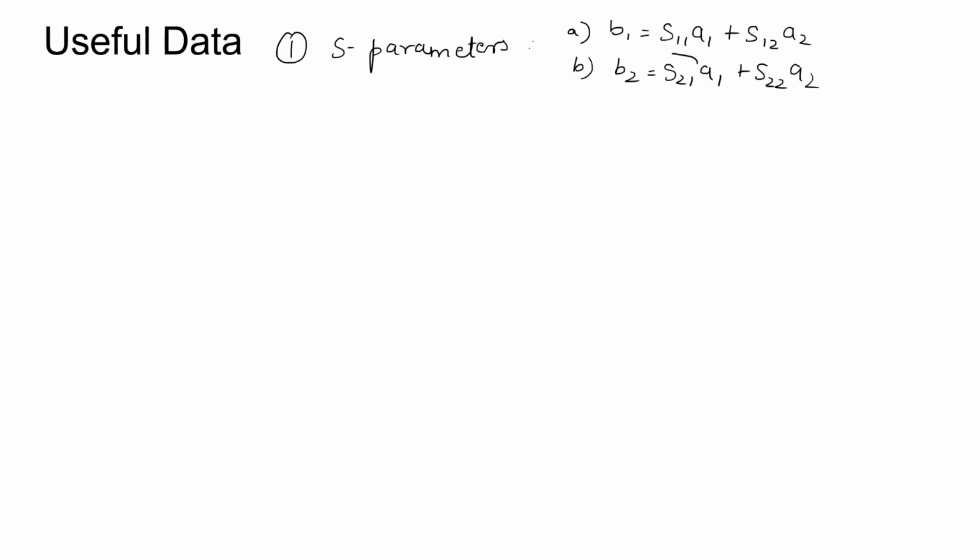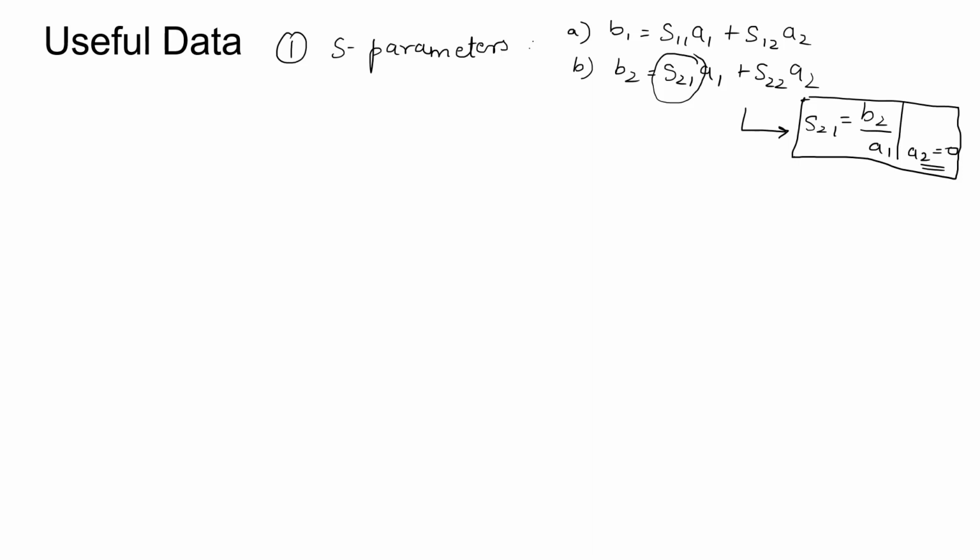Out of this we are asked to find out S21. How do you find S21? From this we will see that S21 is equal to B2 upon A1 when A2 is equal to 0. So this is what we are required to find. To find S21 we need A1 and B2, and A2 should be nullified. We'll see what these parameters are.